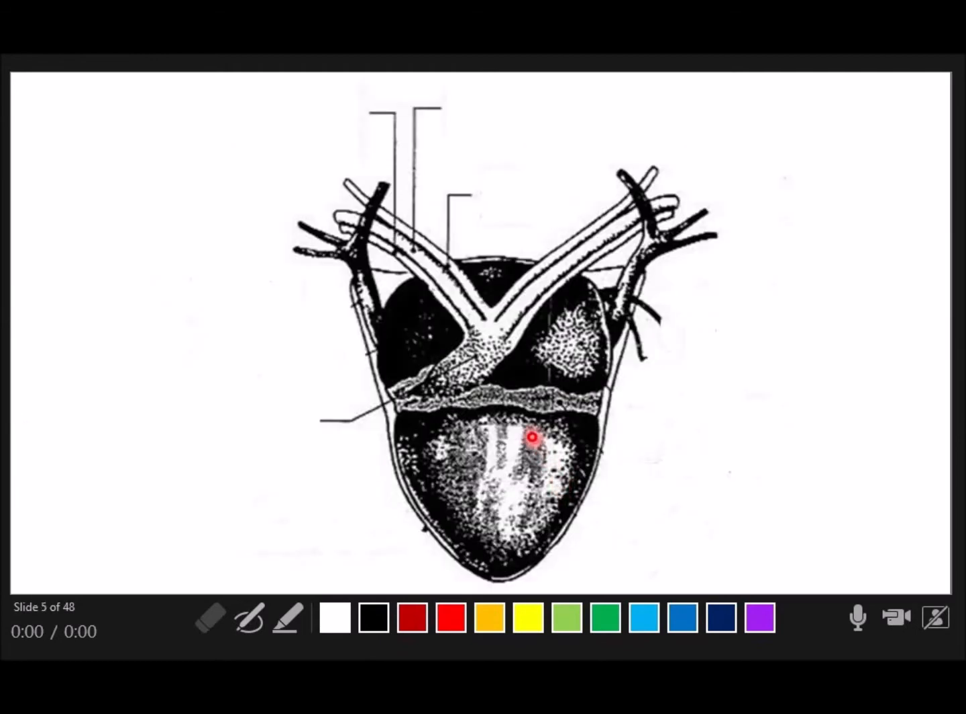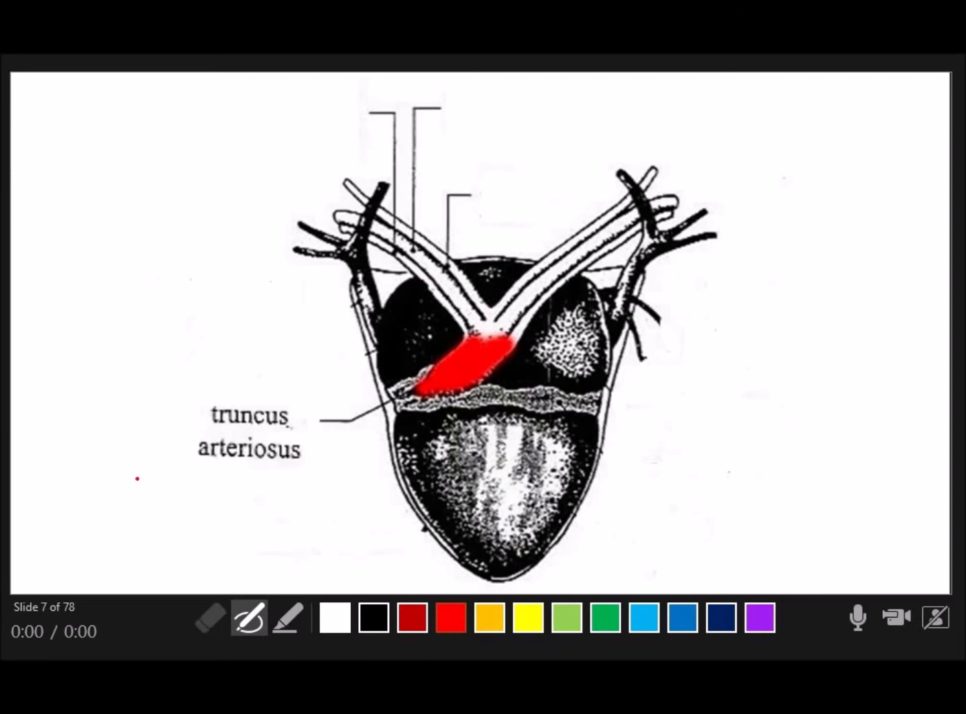Okay, so this part, let me color it. Let me draw something for you. Imagine that this is a tree, okay? And what do you call this part of the tree? Trunk, right? Or stem. So this part, because it looks like a trunk, we call it truncus. And because it has arteries from it, we call it arteriosus. So all together, we call it truncus arteriosus.